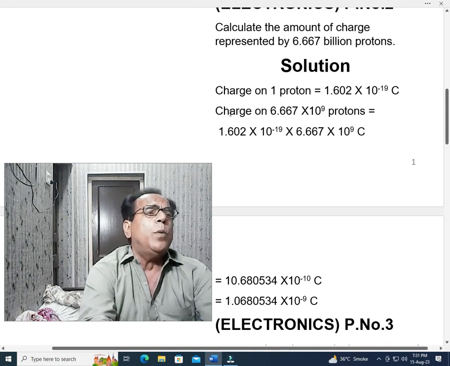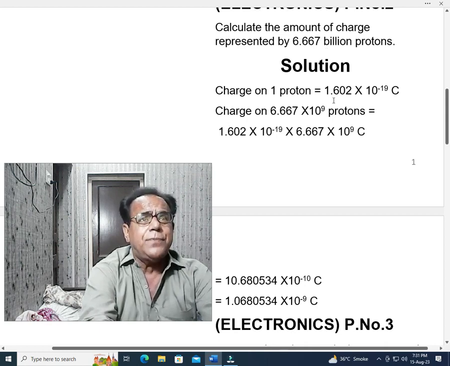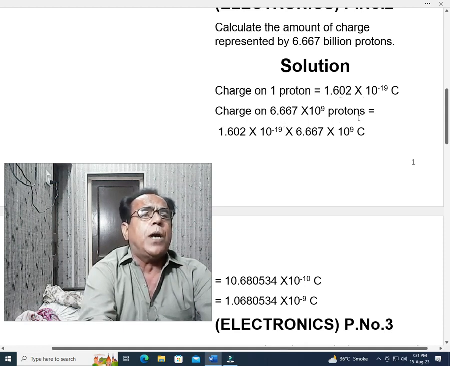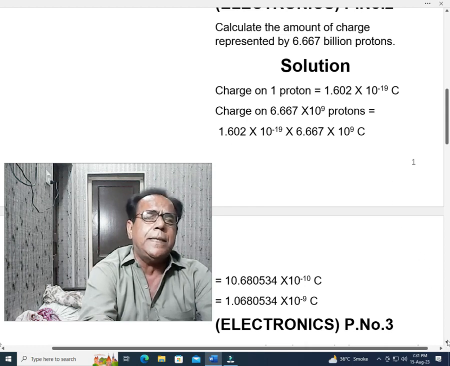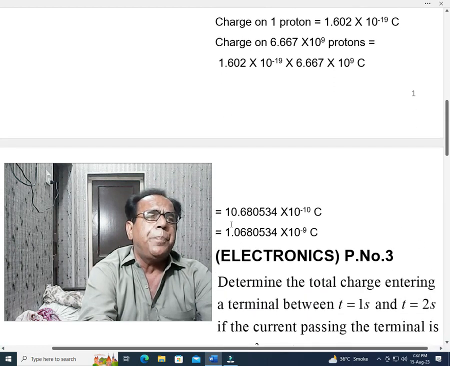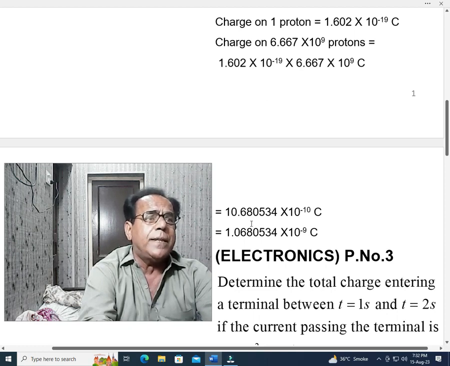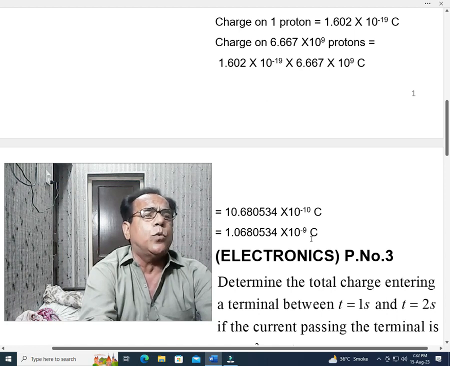Okay, so anyhow, charge on one electron is equal to plus 1.602 into 10 raised to the power minus 19 coulomb. Charge on so many protons equals this multiplied by this, and this becomes equal to 10 point this and this into 10 raised to the power minus 10. Now we convert it into 10 raised to the power minus 19 minus 9. For this reason, the decimal will be shifted one step backward. So its answer will become 1.068053 into 10 raised to the power minus 9 coulomb.